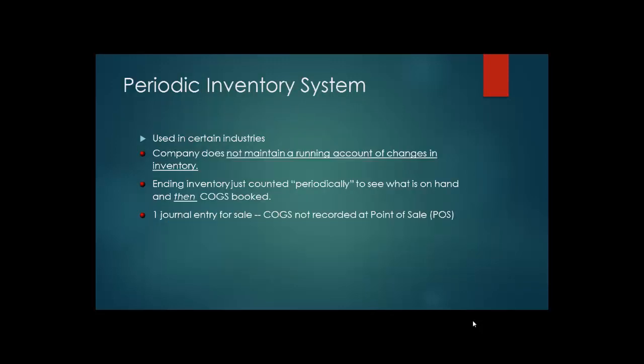It's used in certain industries where they don't maintain a running account of changes in inventory. It could be used for certain products where you just don't need to track the balance by item, usually small cost items. For example, in a hardware store, you wouldn't track every sale made by nail. That would be silly. That would be too much tracking. You would just periodically count the nails and the screws and the nuts and the bolts that you have on hand, and then calculate cost of goods sold and then make the journal entry.